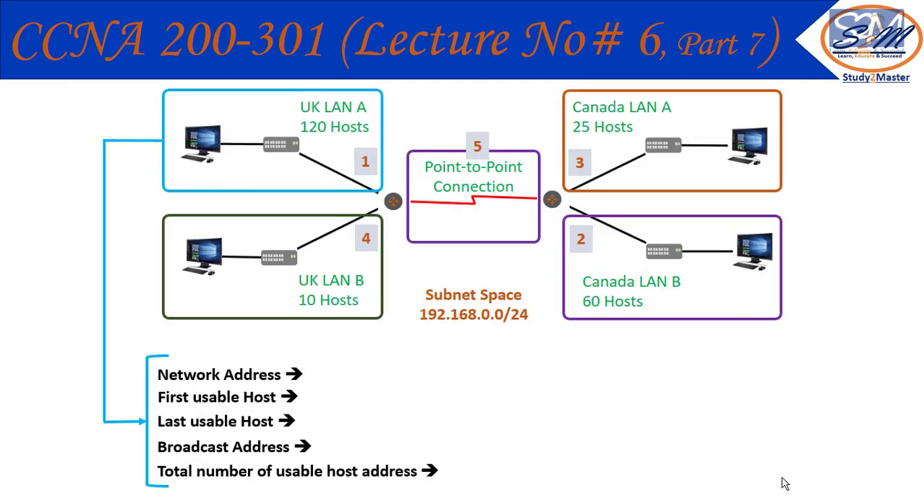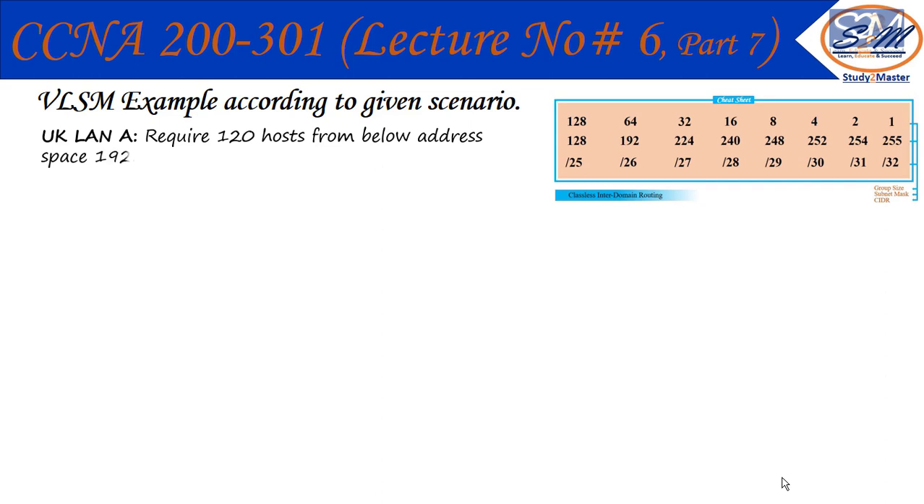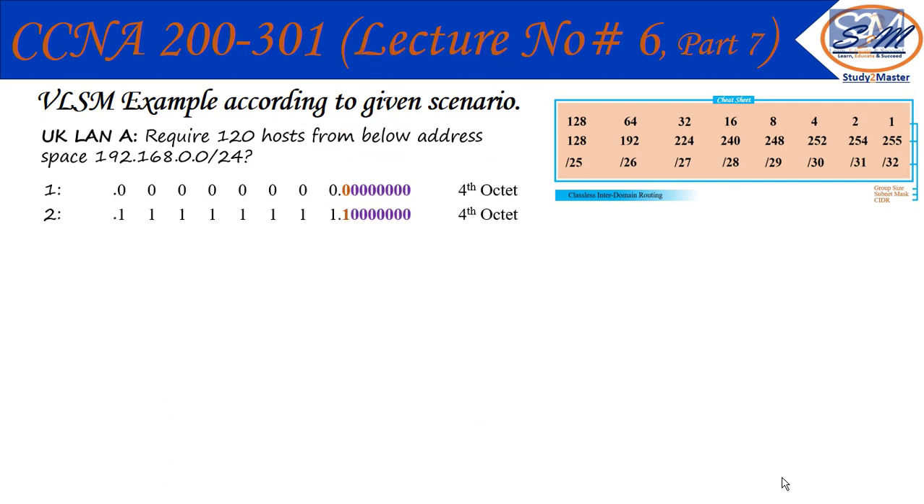It is your job as a network engineer to determine the network address, first usable address, last usable host, broadcast IP address, and total number of host addresses. UK LAN A requires 120 hosts from the below address space 192.168.0.0/25. You have to remember the cram table or cheat sheet. The cheat sheet is prepared from 3 different parts: group size, subnet mask, and CIDR. So it is the rule to borrow from the host bits.